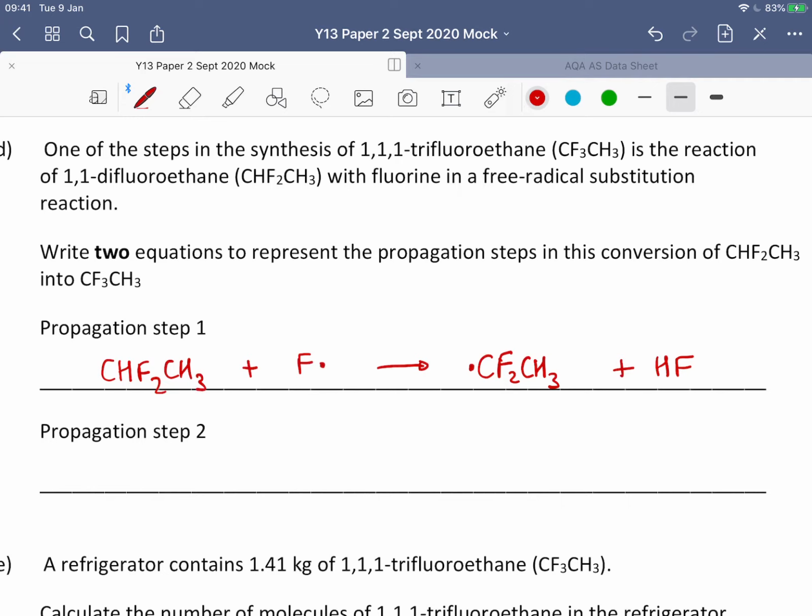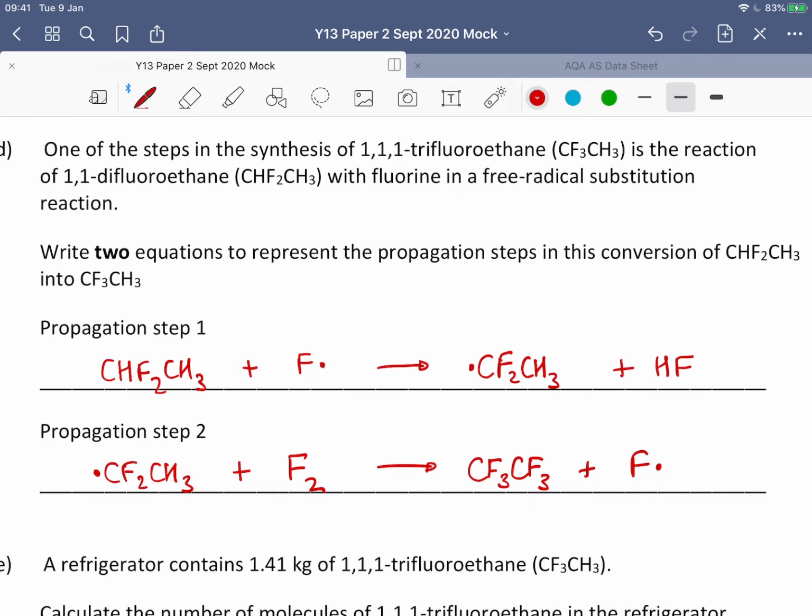So then on our second propagation step, we always have the free radical that we formed at the end of the first equation. And then we always react it with the halogen molecule, the halogen that we're interested in. So fluorine, because that's what we're adding, or substituting in our original molecule. And that then gives us the product, the thing that we want. And then we always reform our original free radical, just like we did before.